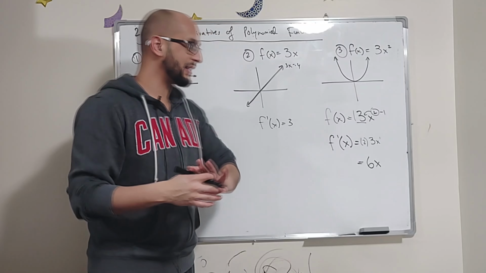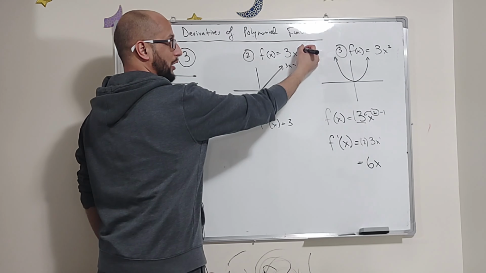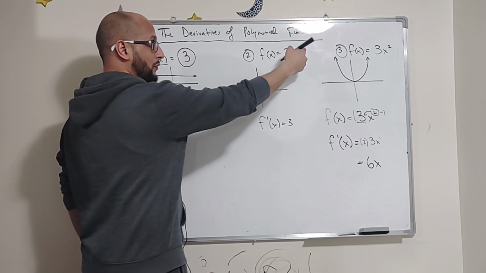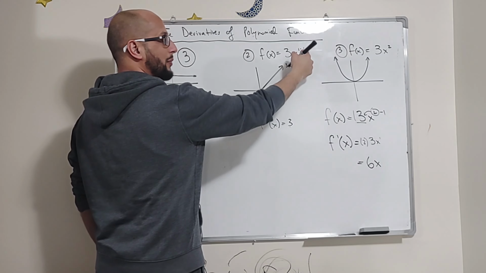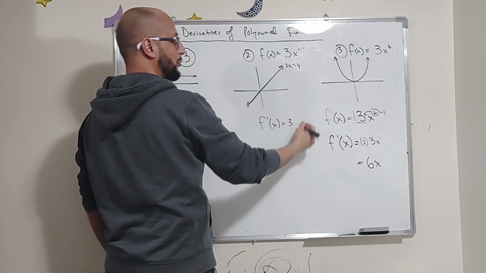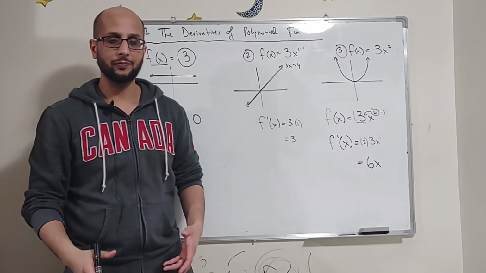We can actually apply the same logic here. The exponent here is 1. So 1 times 3 is 3. And then when you subtract 1, it becomes a 0. x to the power of 0 becomes 1. So it's the same thing as 3 multiplied by 1.